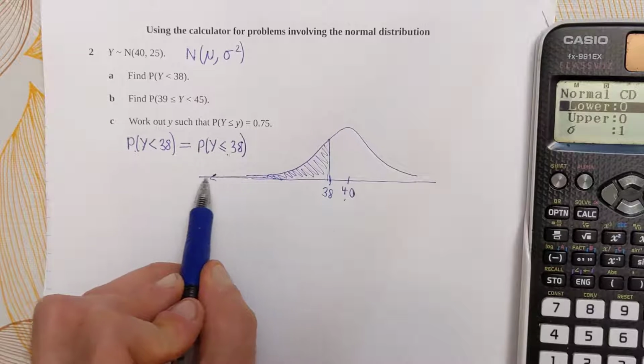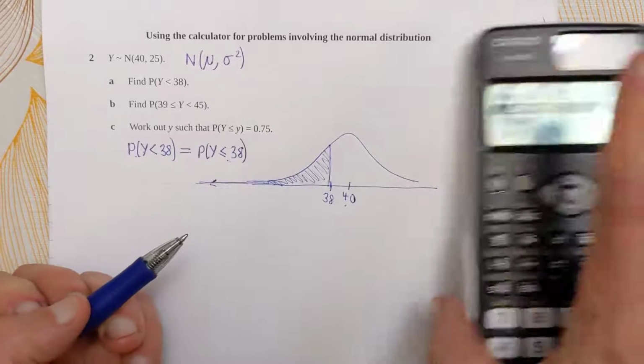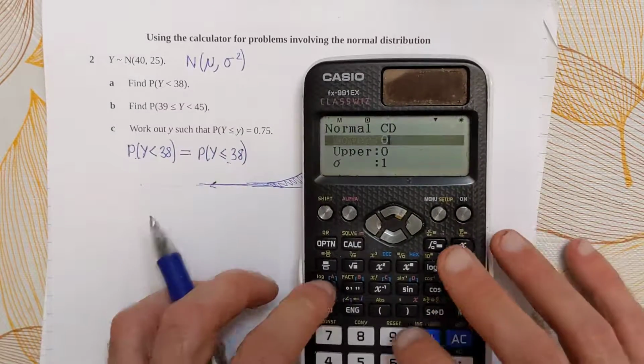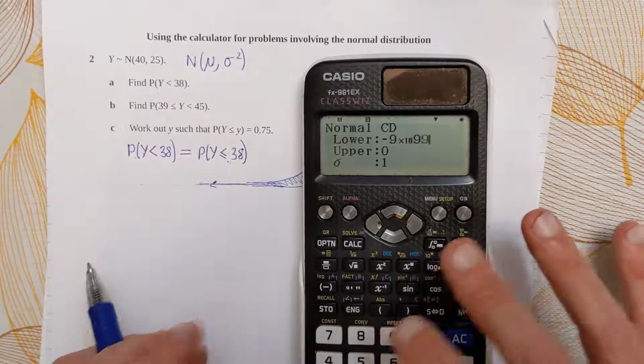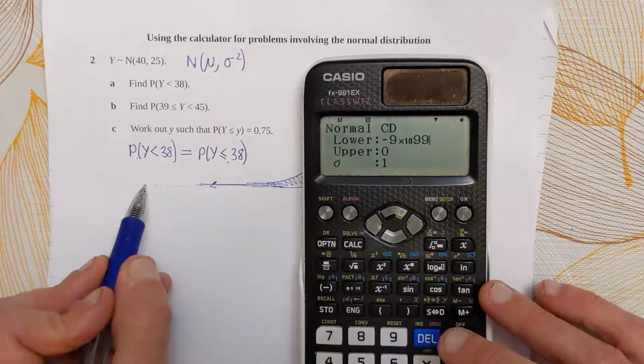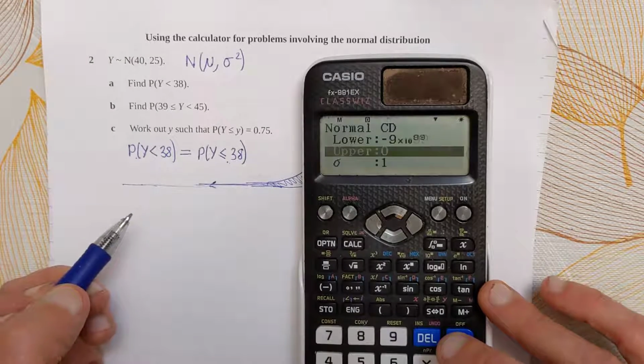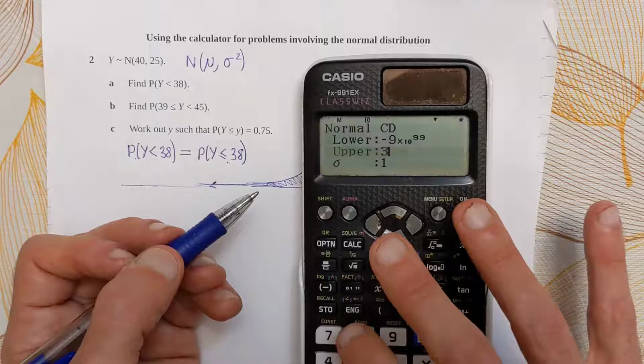Well, we should choose a point that is very far away. So I suggest that we put something like -9 times 10 to the 99. I think that's far enough. So the lower limit will be some value very, very far away on the left. The upper limit, we put 38.